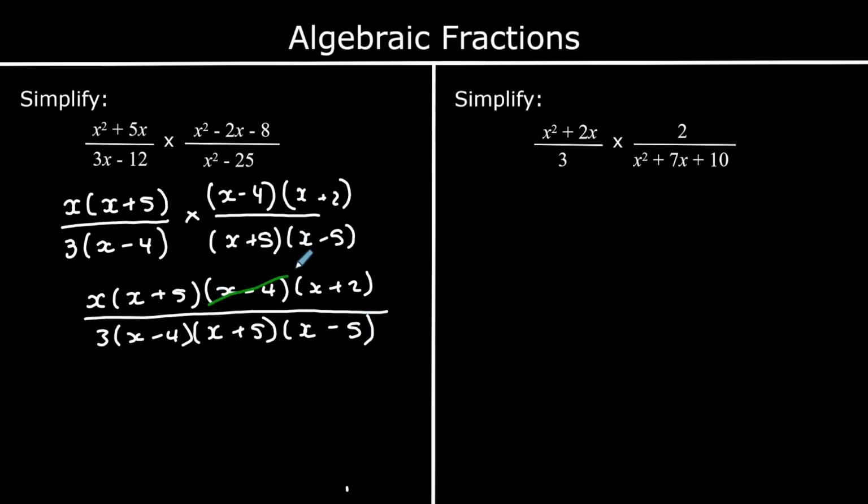So we've got x minus 4 on the top and the bottom. So we divide the top and bottom by the common factor, and x plus 5 on the top and the bottom. That's all the common ones gone. So all that's left is x times x plus 2 over 3 times x minus 5. And that is in its simplest form. One for you to try. Pause the video, give it a go.